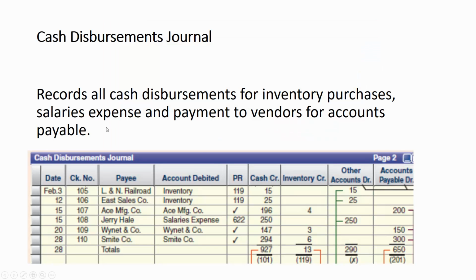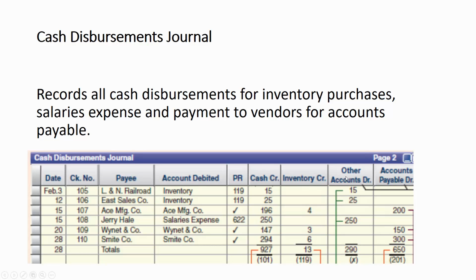Let's look at the cash disbursements journal. Last of our journals records all cash disbursements for inventory purchases, salaries, expense, and payment to vendors for accounts payable. I think the salary expense should have a dedicated column, but in this example it doesn't. So here we can see the account to be debited, the posting reference, the cash is being credited because we're disbursing cash. I'll talk to you about the inventory credits as we go through it. It'll be easier for me to show you than to just talk about it here.